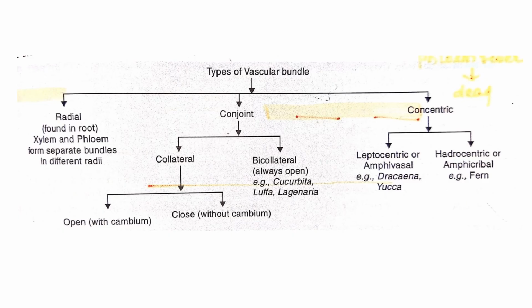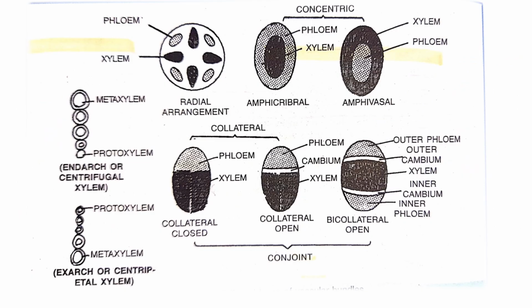Then the second category of conjoint type of vascular bundle is bicollateral. What is bicollateral? In this type of vascular bundle, there are two patches of phloem, one on each side of xylem. There are two stripes of cambium on each side of xylem. Thus, the arrangement is outer phloem, then outer cambium, then xylem, then inner cambium, then inner phloem. And this is the characteristic type of vascular bundle present in case of Cucurbitaceae and some members of Solanaceae and Convolvulaceae.